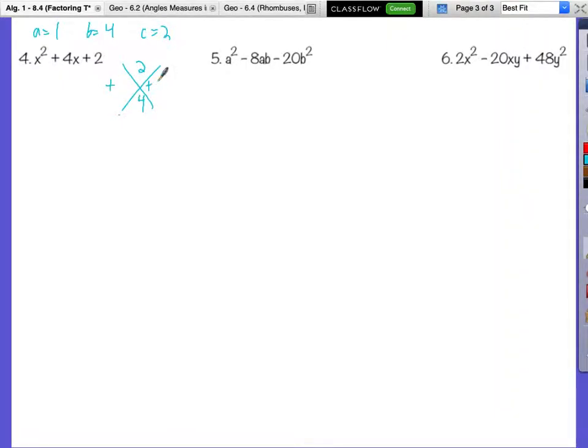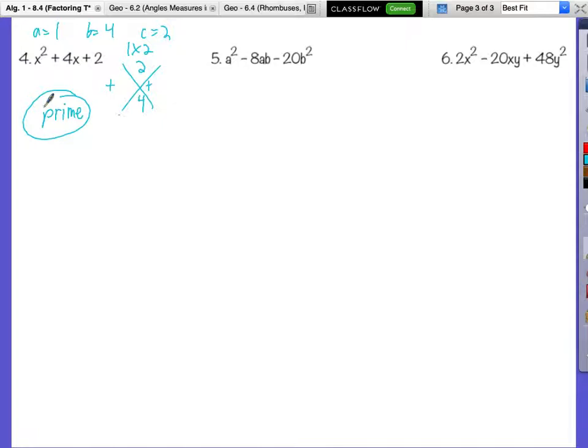What do we notice? It's prime. There's no GCF we can take. And are there any factors of 2 that can add up to 4? No, the only factors of 2 are what? 1 and 2. And what's 1 plus 2? 3. So this one's prime. We have to be careful to put our 2 on the top and our 4 on the bottom there, right? Okay, questions on 4?